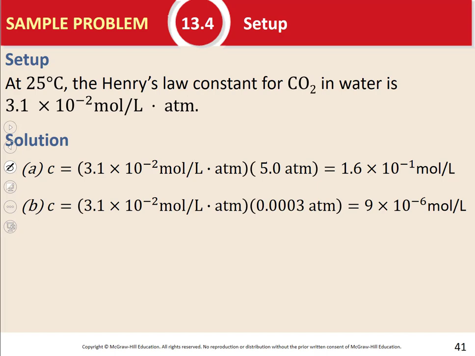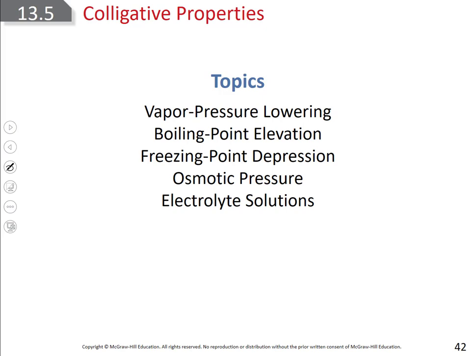So next we have colligative properties. Colligative properties are properties that depend on the concentration only, not on the identity of the solute. They only depend on the concentration. So we're going to talk about different colligative properties. Vapor pressure lowering. So how is the vapor pressure affected by the concentration? Boiling point and freezing point.